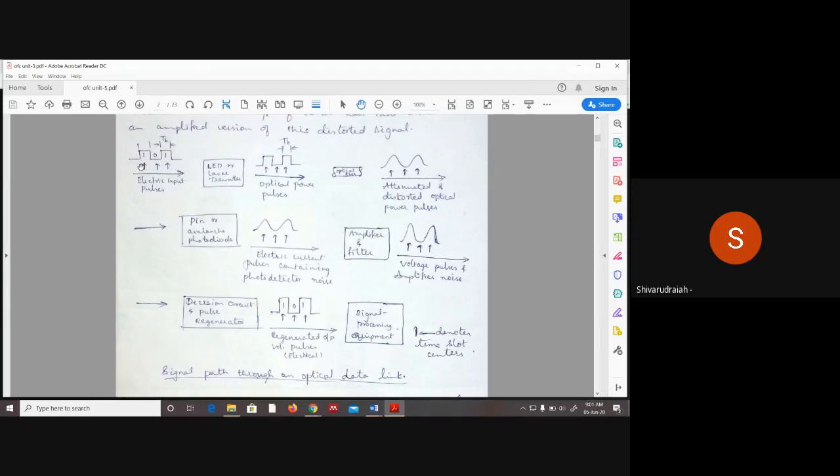The original information signal, as I was telling, will be in the electrical form. For simplicity, we are considering the digital form of the input signal. So you can see electrical input pulses, which are in the form of digital pulses with a constant period called TB. TB represents the pulse period, or the pulse width of each digital signal, right?